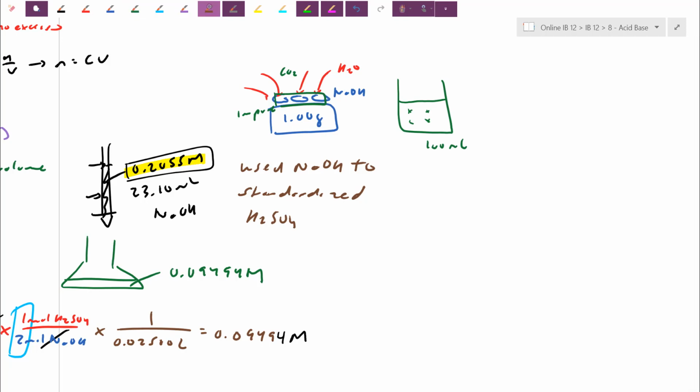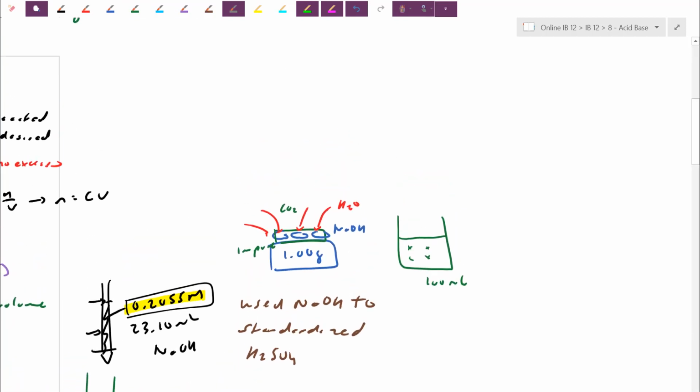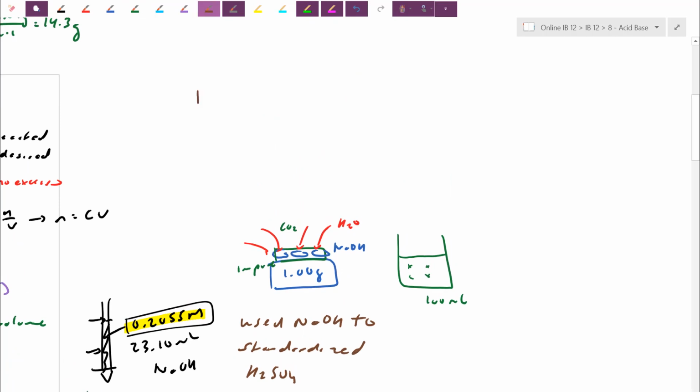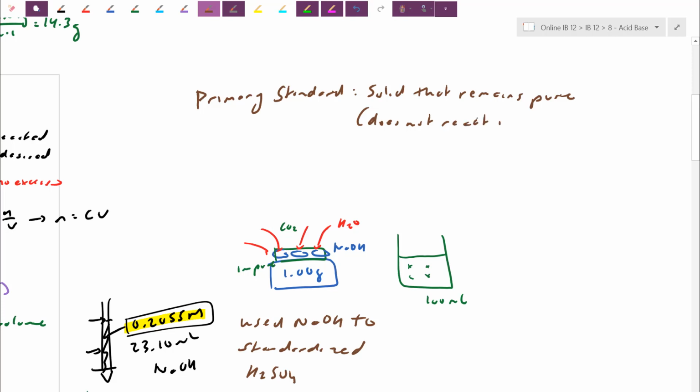What we actually want to do, this is just a practical aspect of titration here, is start off with something called a primary standard. Right? Primary meaning it's the first. A primary standard is a solid that remains pure. And how do we know it remains pure? It does not react with water in the air, carbon dioxide, or other chemicals.